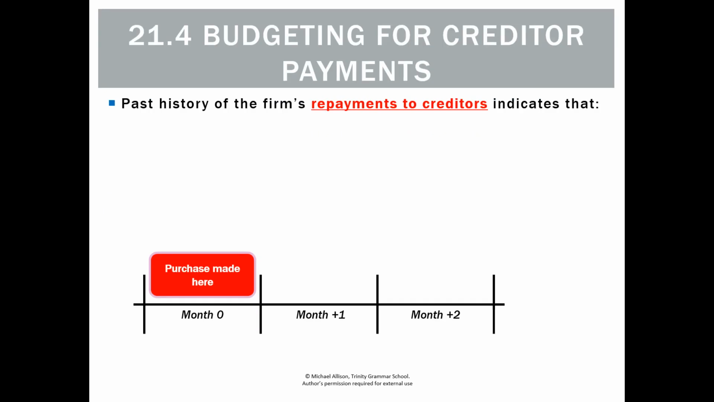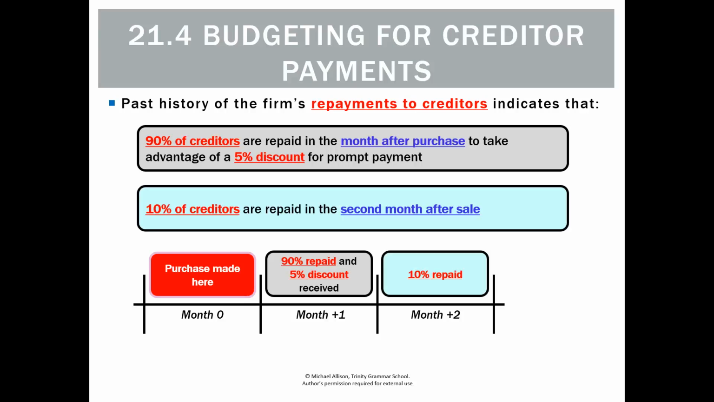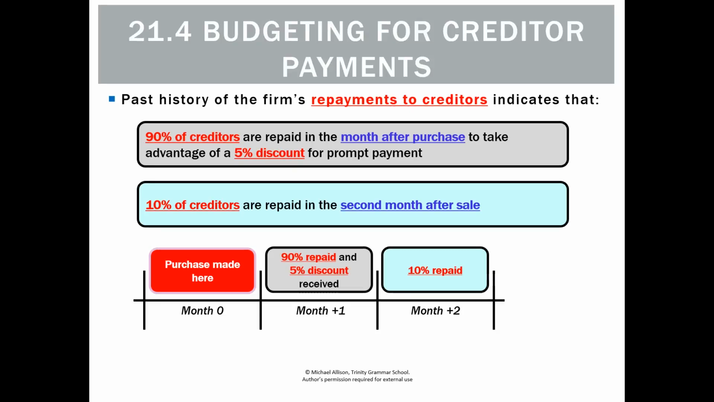What we've been told then is that whatever month we buy stock in on credit, we pay creditors back as follows. We'll pay back 90% in the month after purchase, and we'll do that in order to get a 5% discount. In the second month after purchase, we'll pay back the remaining 10% of creditors, and then all our creditors will be settled. So these are just estimates. This mightn't be the way it actually happens, but remember, budgeting is all about guessing and planning for the future.